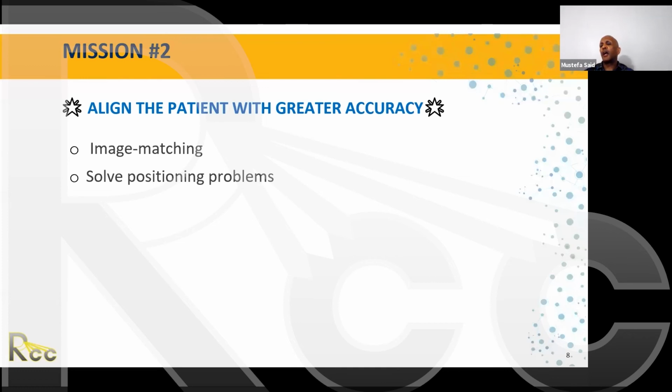All right, here's our second mission: align the patients with greater accuracy. Image matching. There will be more on that because there's a session for it. But how do you match your image, plus solve positioning problems, for example if the patient is crooked. The first thing I tell you, everything starts at the simulation. Get them right at the simulation. If you get the setup perfect at the simulation, it is going to be perfect for the patient.